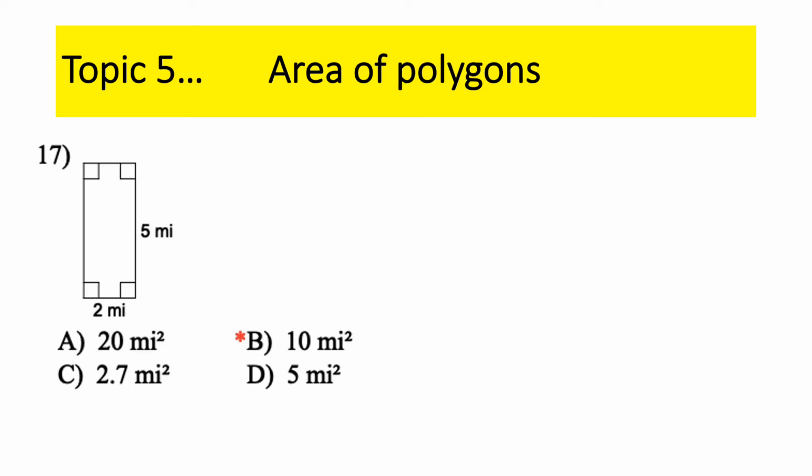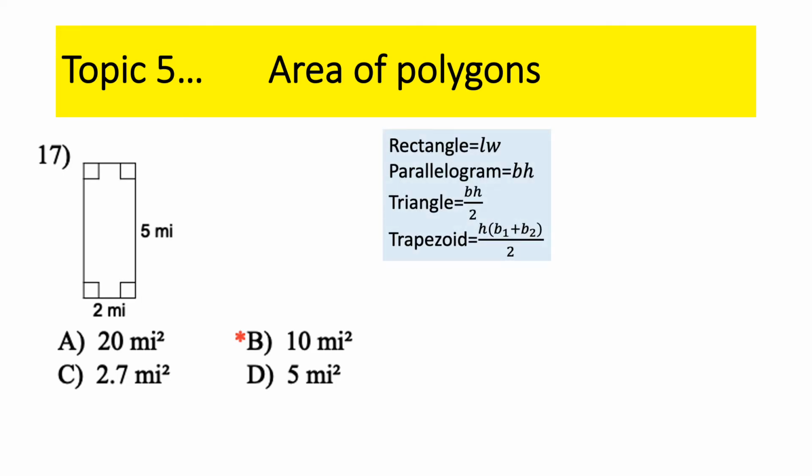All right, topic number 5, areas. There are 4 basic formulas when we did areas. Well, 5 if you count the circles. But areas of polygons, there's 4 of them. There's rectangles, including squares, parallelograms, triangles, and trapezoids. There are the 4 formulas. The 5th one would be circles, but it's not a polygon.